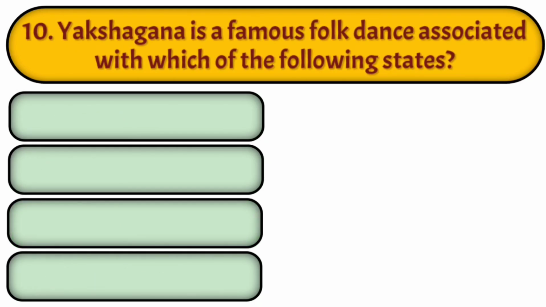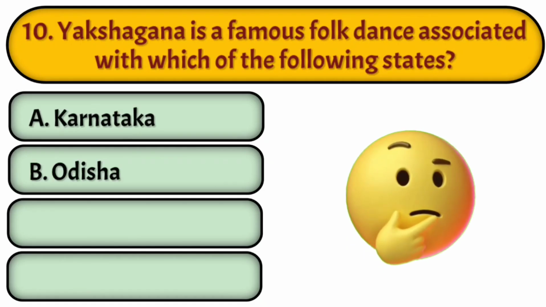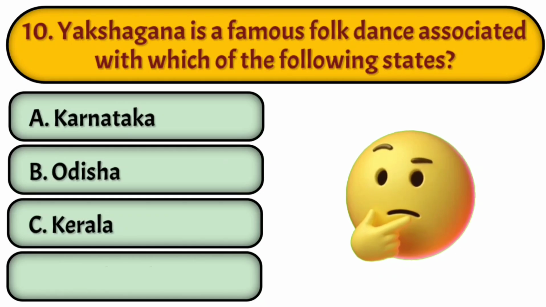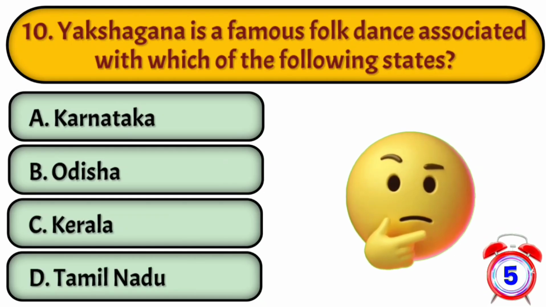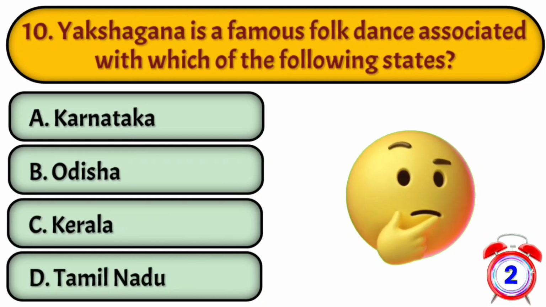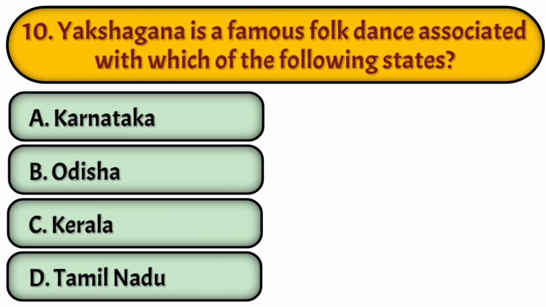Question 10. Yakshagana is a famous folk dance associated with which of the following states? Option A. Karnataka. B. Odisha. C. Kerala. D. Tamil Nadu. Answer is A. Karnataka.